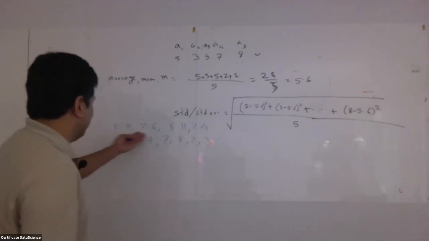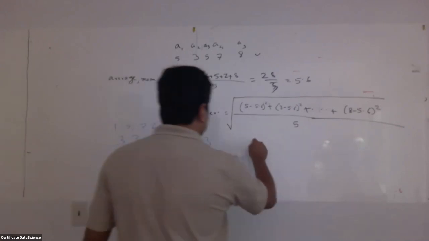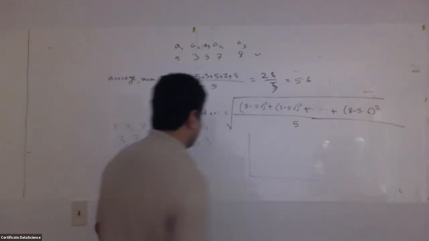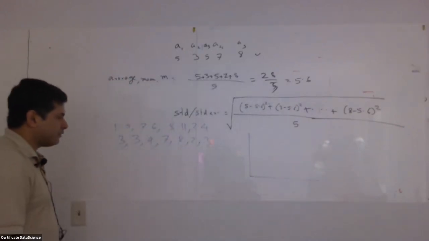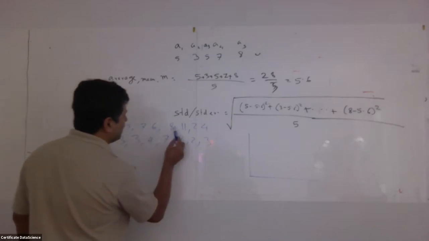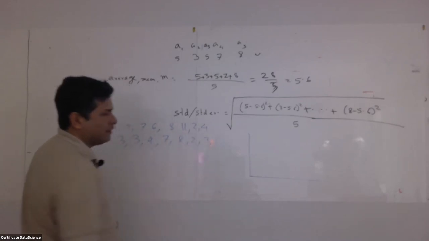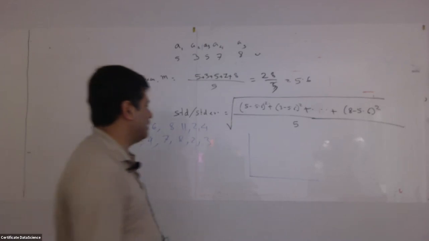So I see the value. Everything is between 11 and 1. Now I want to see it. Well, how many numbers are there? 1, 2, 3, 4, 5, 6, 7, 8, 9, 10, 11, 12, 13, 14, 15. 15 numbers. How many pockets do I need to make?